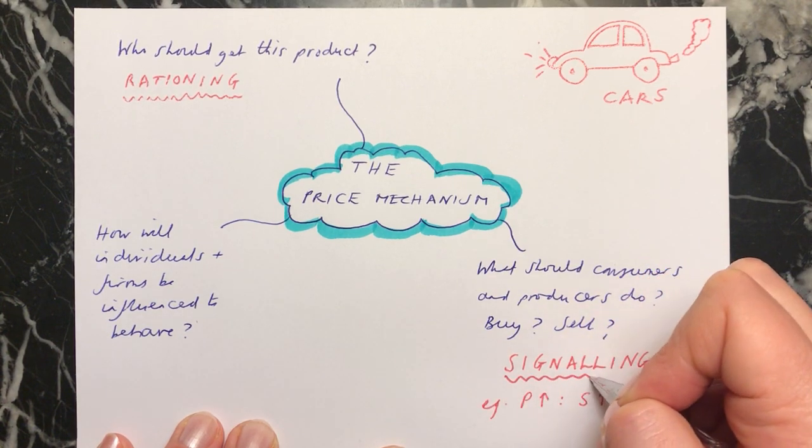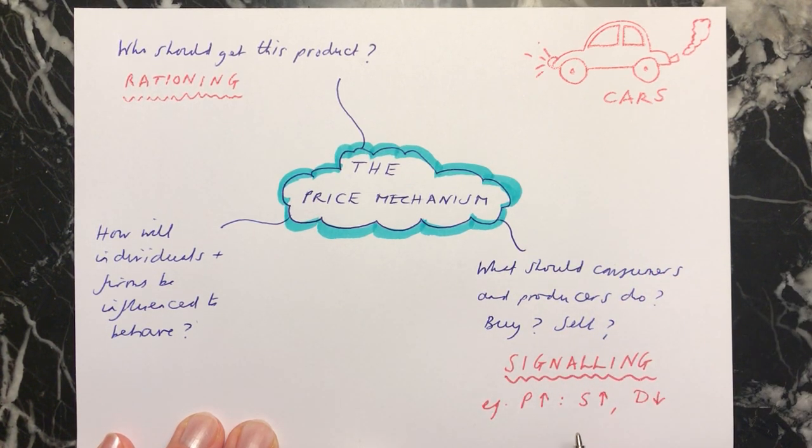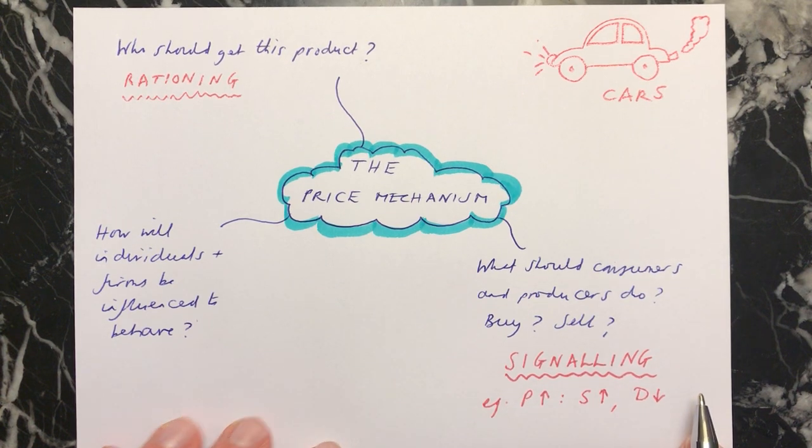So the price is signalling to producers and consumers about what they should do in any situation. They look to see what the price is doing and then they act accordingly. It's a sign, a signal to them what they should do.